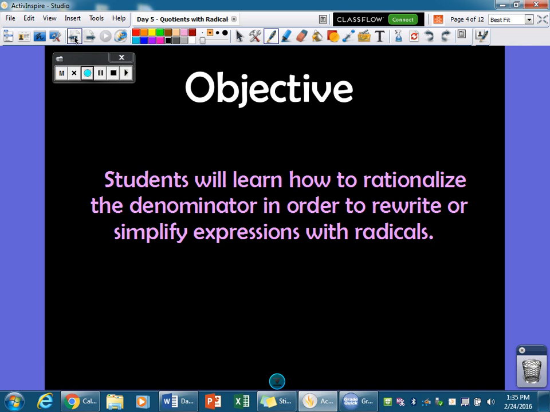Rationalizing the denominator just means I want a regular, in quotes, regular number underneath. So you're going to have problems that have a radical under here, but you can't have that. It's not really legal math. So we're going to change it so it just has something normal underneath, okay? That's all we're doing. So if you could write the objective in the box there. And then we're going to give you a formal definition of rationalizing the denominator.